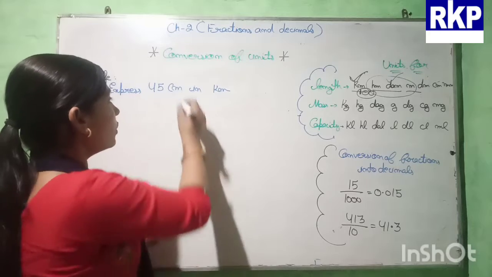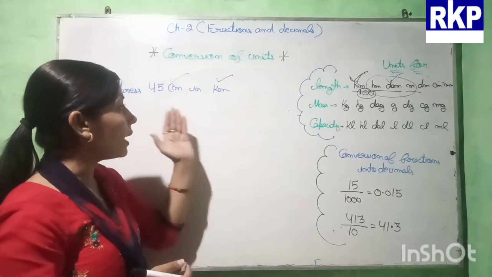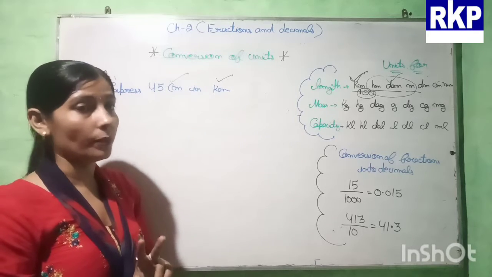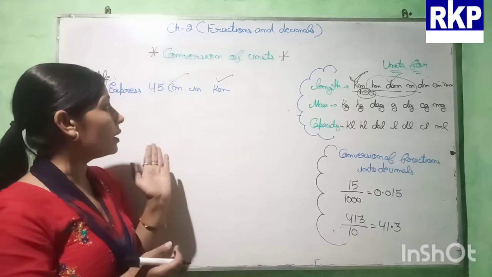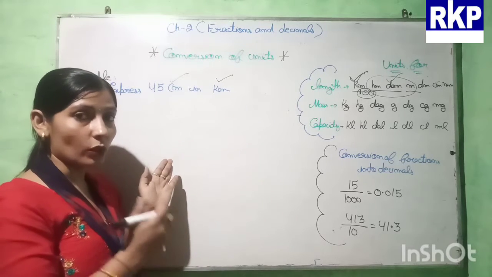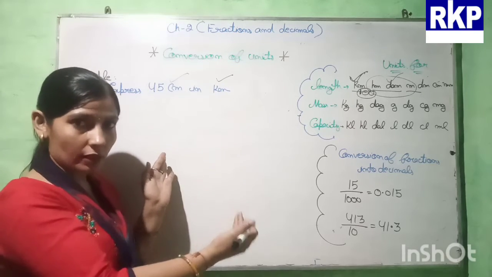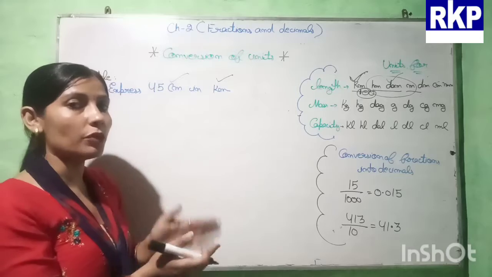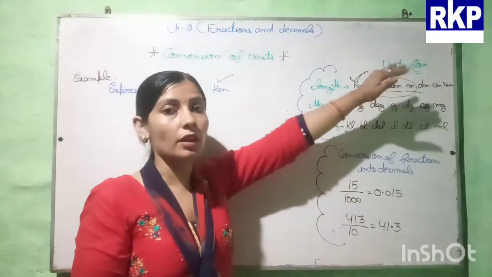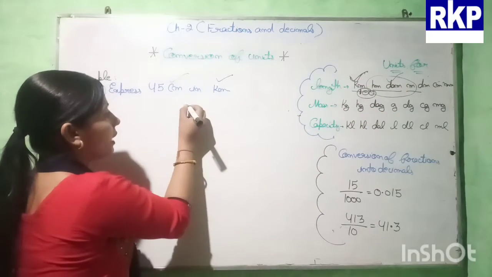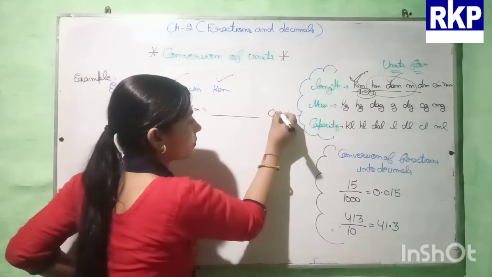First of all we have to check the units, and here centimeter and kilometer 2 units are given. Centimeter is the smaller unit and kilometer is the greater unit. So here we need to divide, because we want to convert smaller unit into greater. First we will write the relation between centimeter and kilometer. Here we will write 1 kilometer is equal to dash centimeter.